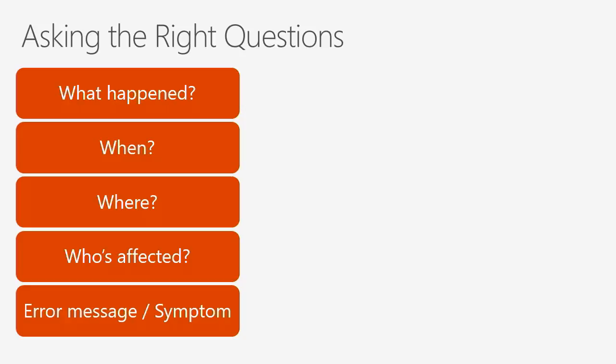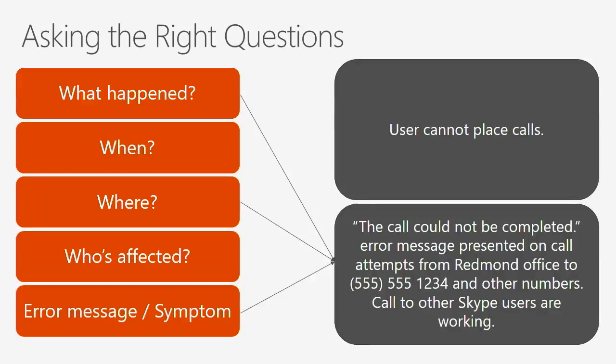So when did it happen? Where did it happen? Who was affected? Anybody using PSTN conferencing in Skype for Business Online? Sheesh, all right. We need more hands, so maybe next year you guys can all raise them up. So who's affected? PSTN users, VoIP users, the client users, or both? That's key to know. And then error message or symptom. My girlfriend would say she can't place calls, right? But we really want the customer to say, hey, I got a message that says this call could not be completed. I was attempting to call the Redmond office, and here's the phone number I was dialing.